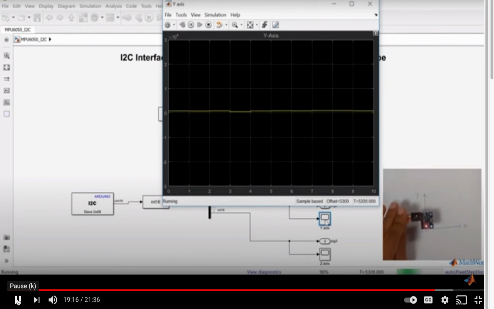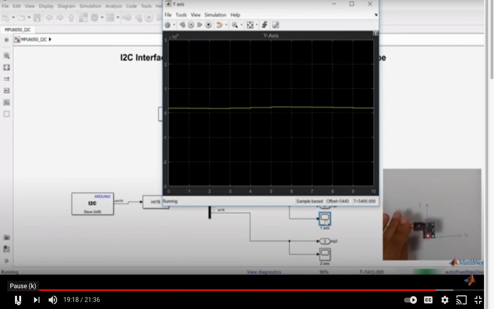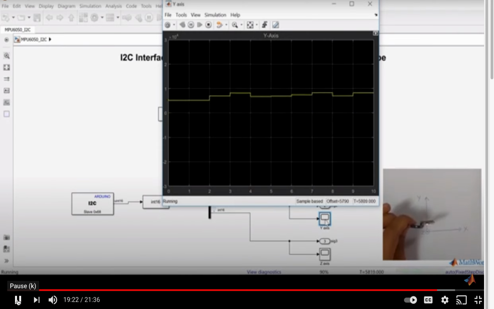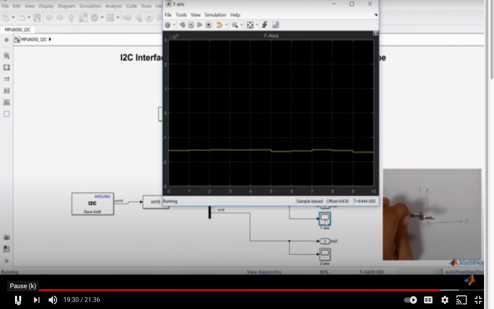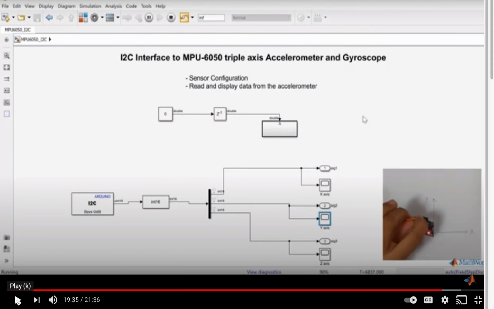Again, you can see that the y-axis is parallel to the ground. Let us point it in the upwards direction. You can see that the value is close to 16,000. Now let us put it in the downward direction. The value is now close to minus 16,000. Okay, so that's it. That's as far as I need to take this video. If you can do this, you have won and you've got your system working.